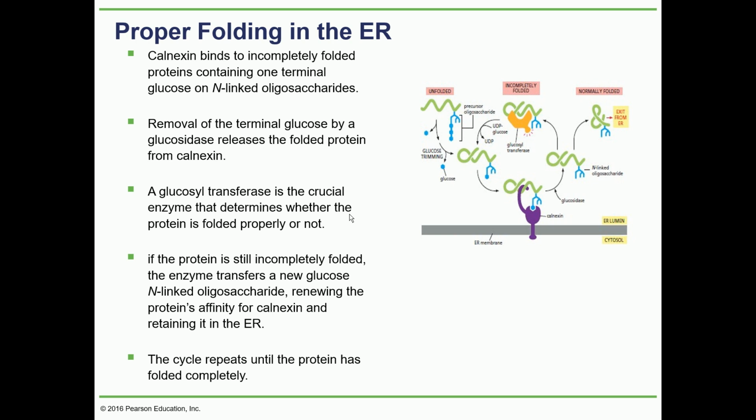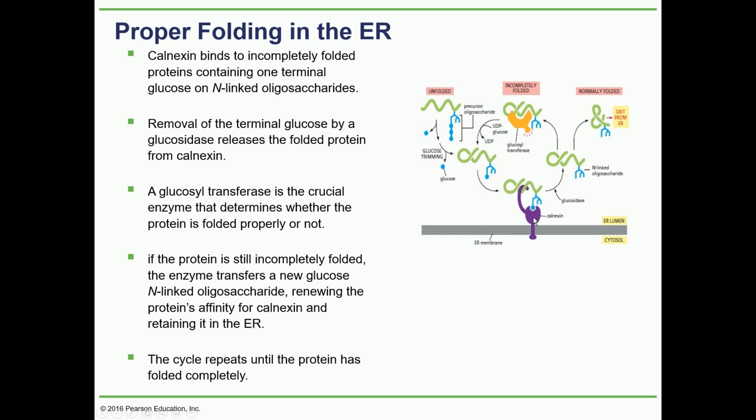So basically, calnexin binds to the incompletely folded protein. If a protein is not completely folded, that protein is not going to function. So the proper folding of the proteins is very important. This is calnexin, and it binds to incompletely folded proteins. So how does this protein recognize that a protein is incompletely folded?